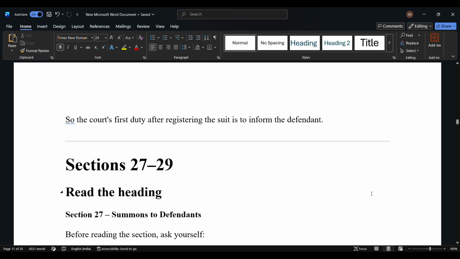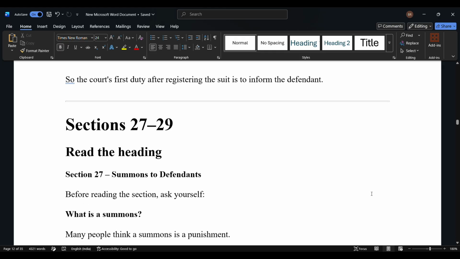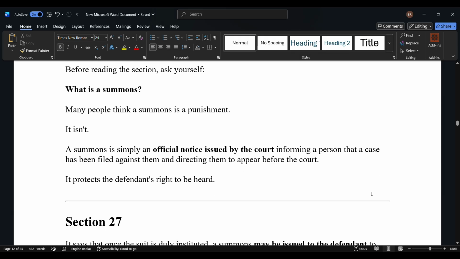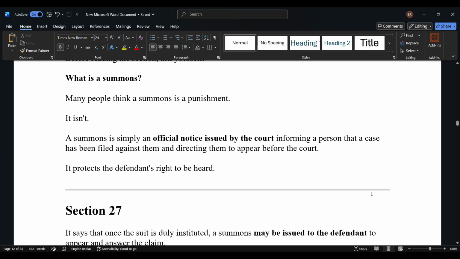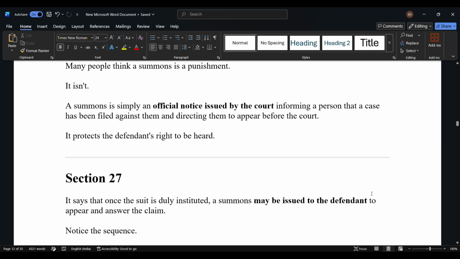Sections 27-29, read the heading. Section 27. Summons to defendants. Before reading the section, ask yourself, what is a summons? Many people think a summons is a punishment. It isn't. A summons is simply an official notice issued by the court informing a person that a case has been filed against them and directing them to appear before the court. It protects the defendant's right to be heard.